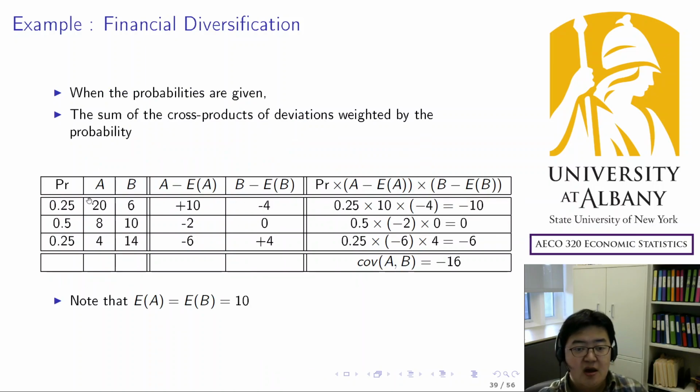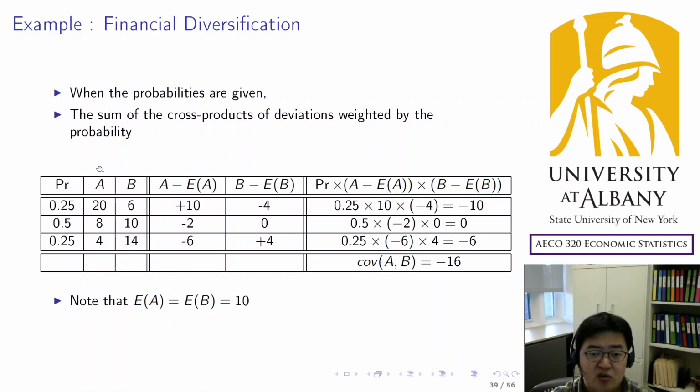probabilities. In each outcome, A's return is 20 with 25%, 8 with 50%, and 4 with 25%. So each outcome has these probabilities. And B also returns 6 with 25%, 10 with 50%, 14 with 25%. So the probability is associated with each outcome, right? And then we know how to calculate the covariance.